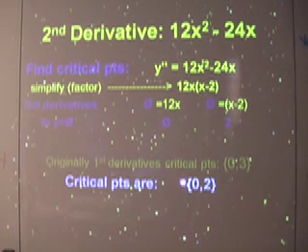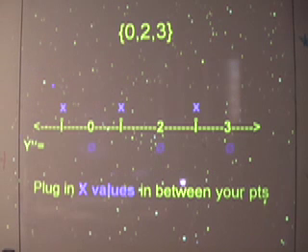After getting your second derivative, you have to find your critical points. To do that, you may simplify and factor 12x out, and you get 12x times x minus 2. Then you have to set your derivative equal to 0. So it's going to be 0 equals 12x and 0 equals x minus 2. And your critical points are 0 and 2. But originally, from the first derivative, you already had critical points 0 and 3. So you combine those and you get your critical points 0, 2, and 3.